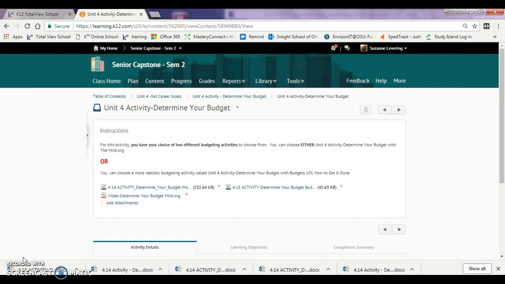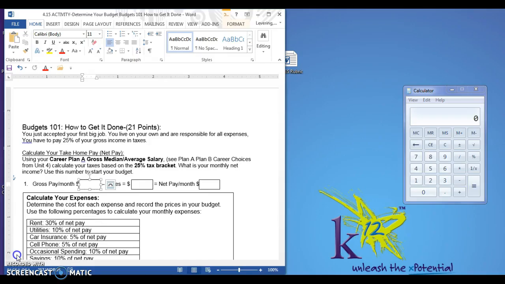I'm going to demonstrate to you how to complete the 4.15 activity, Determine Your Budget, Budgeting 101, How to Get It Done. So first I'm going to click on the Word document here, and I'm going to open it in the bottom left of my screen.